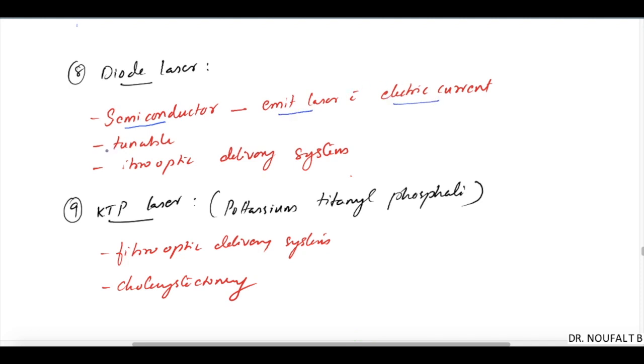So this is a tunable laser. That means the wavelength can be altered from the same laser itself. Here the delivery system is fibre optic, so it can be used in endoscopic procedures. And finally, KTP laser, that is potassium titanyl phosphate. Here also the delivery system is fibre optic, and this is the laser that is used for laparoscopic laser cholecystectomy.